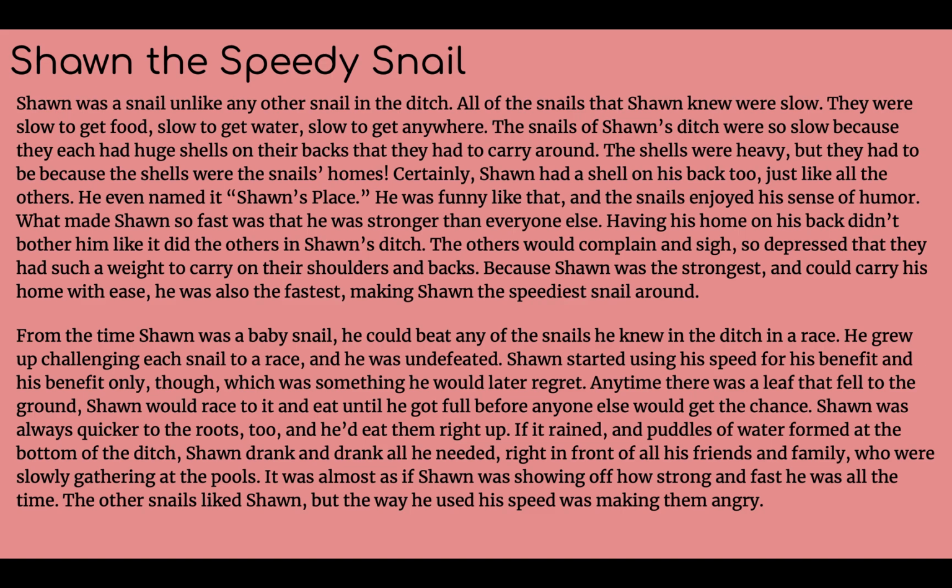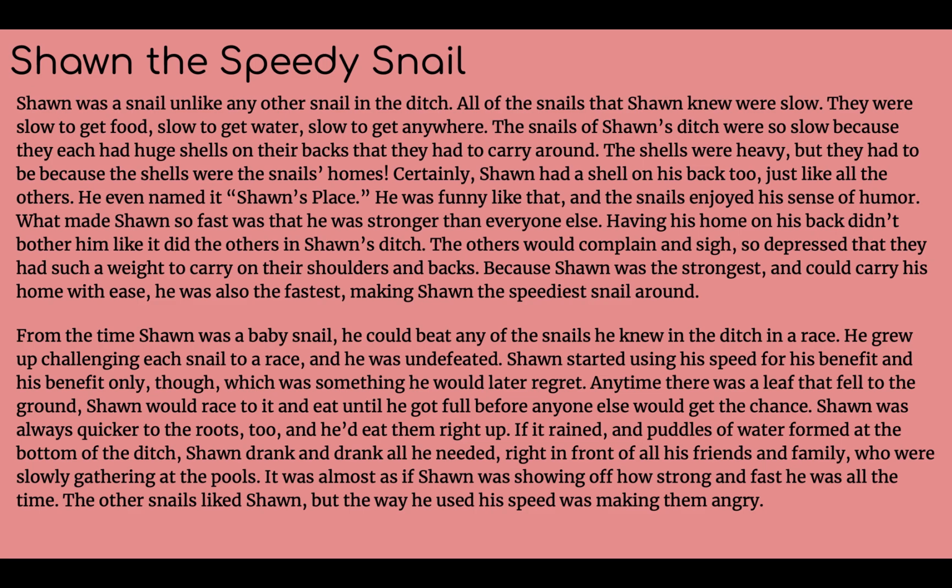What made Shaun so fast was that he was stronger than everyone else. Having his home on his back didn't bother him like it did the others in Shaun's ditch. The others would complain and sigh, so depressed that they had such a weight to carry on their shoulders and backs. Because Shaun was the strongest and could carry his home with ease, he was also the fastest, making Shaun the speediest snail around. From the time Shaun was a baby snail, he could beat any of the snails he knew in the ditch in a race. He grew up challenging each snail to a race, and he was undefeated.